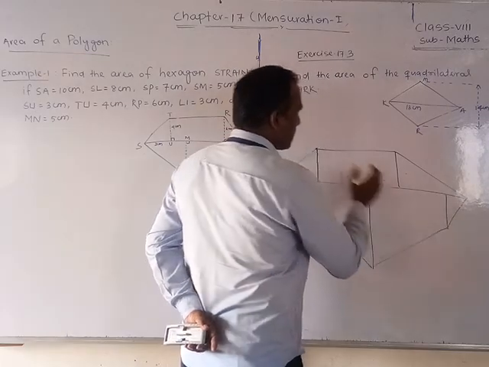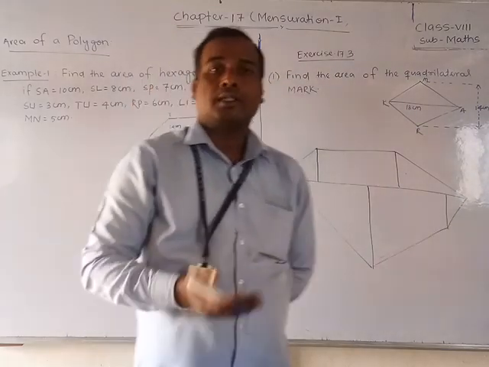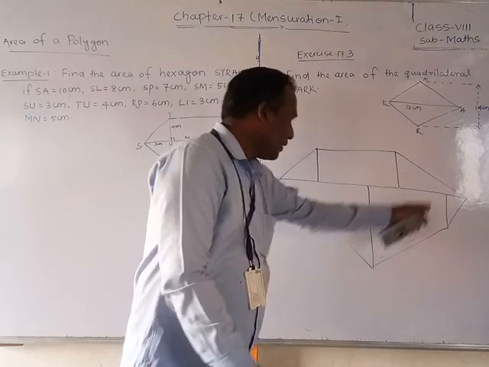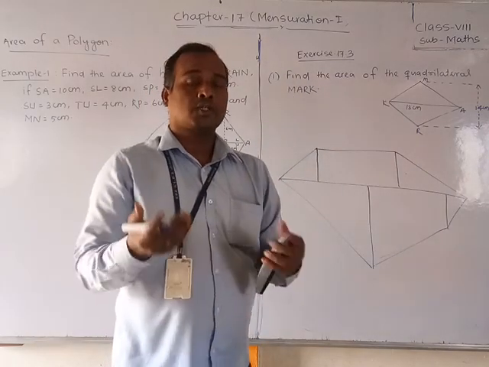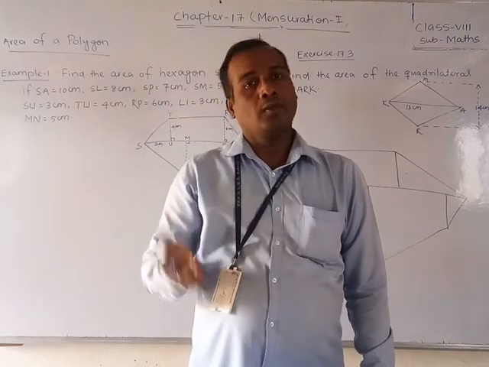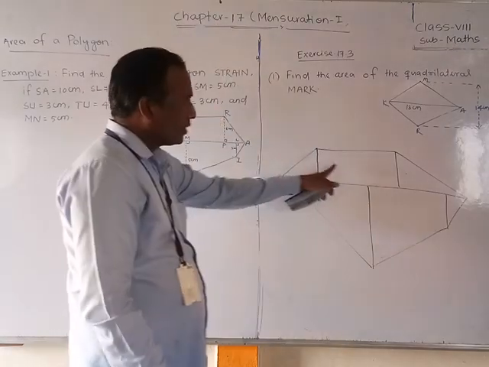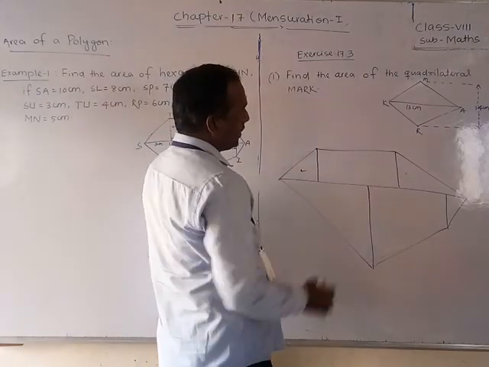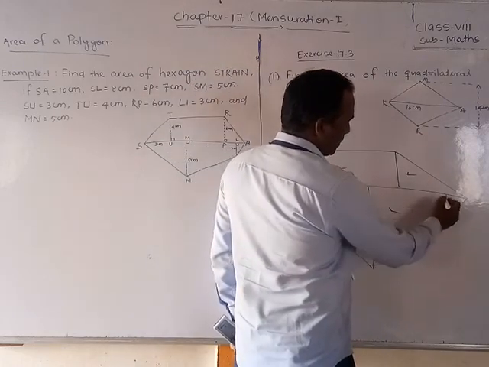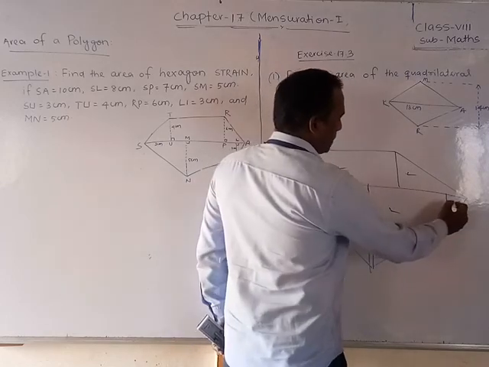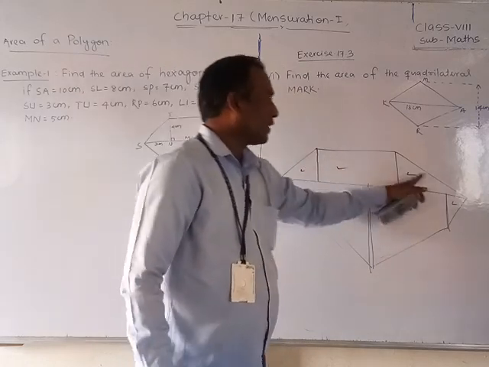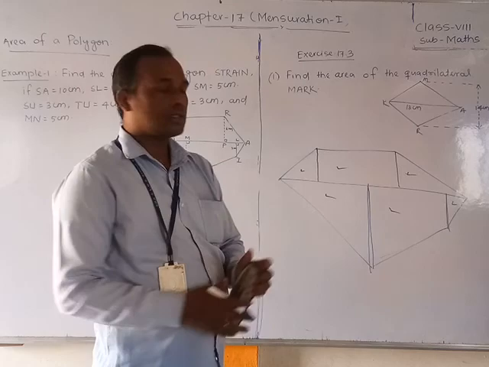Now you have to divide the total area into small figures, like a trapezium and some triangles, rectangles or squares. If you do like this, then it will form a triangle, a rectangle, another triangle, and a trapezium, because these two lines are parallel. This is a triangle, so we know how to find its area. If we find each area and add them, then we can find the total area.